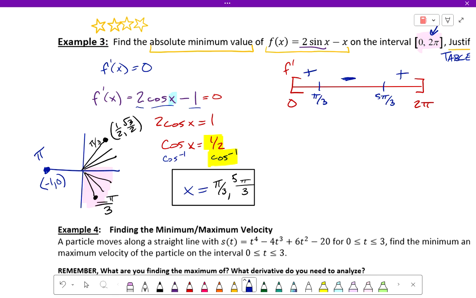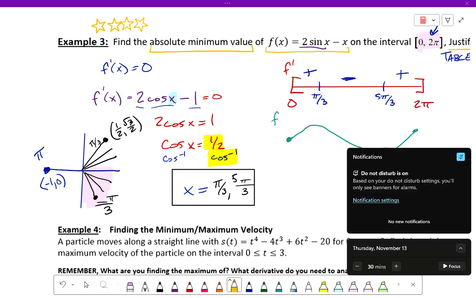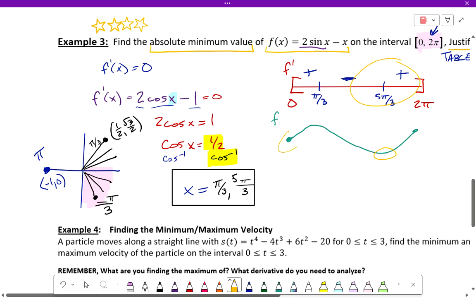So where am I looking to find the minimum value? Tell your neighbor, when do you think a minimum value could happen here? You should be looking at 2 spots. When in doubt, graph it, like f. What's happening? f prime is positive, meaning f is increasing, and then it's decreasing, and then it's increasing again. So if I want to know the minimum value, the minimum could happen at 5 pi over 3, because we changed from negative to positive. But it could also happen right there at 0. Both places could be true.